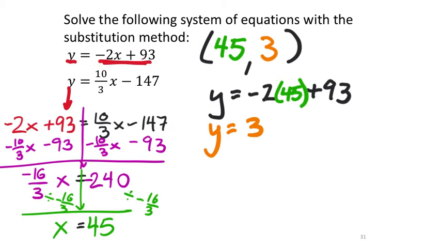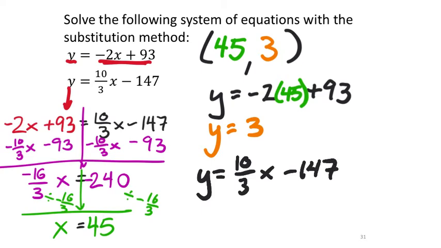But how about the other one? Well, that would have been y equals 10/3 x minus 147. Now, if we've done this correctly, we should get a true statement if we replace the x with 45 first, and then also the y with the y value that we've already found, which was 3. So I'm just going to put this in the calculator. 10/3 times 45 minus 147 equals 3, and we get a true statement.